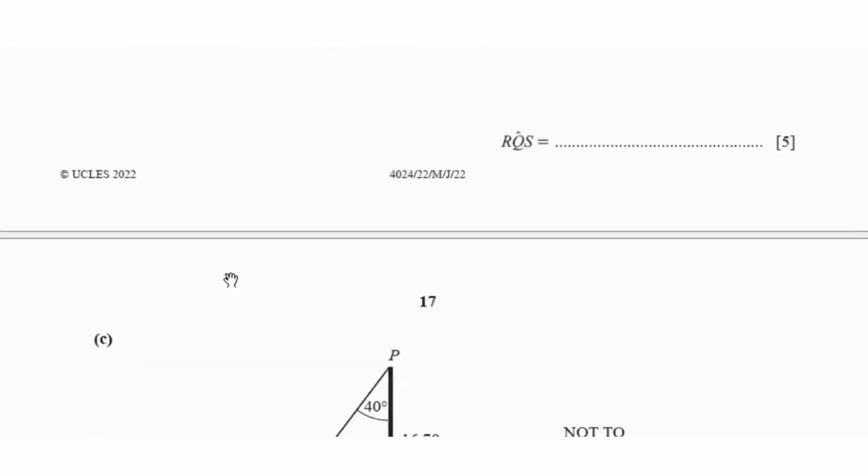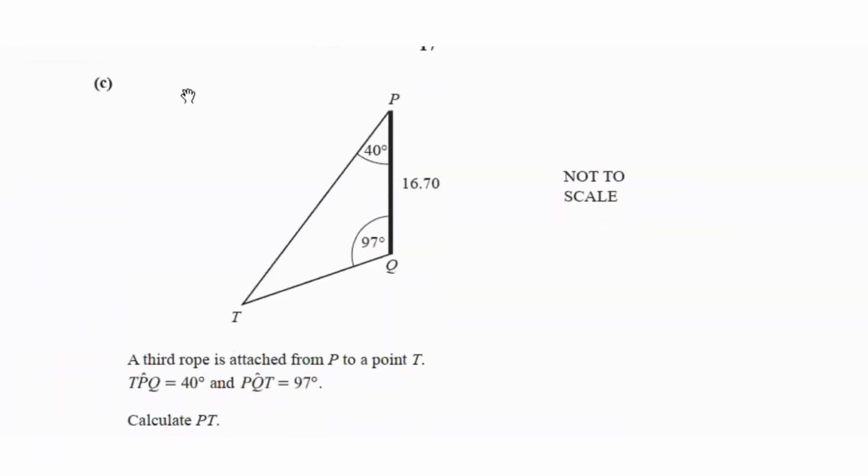Then part C says a third rope is attached from P to a point T. Angle TPQ is 40 degrees and PQT is 97. Calculate PT. So this is what we have to find. To solve this, first we will find this missing angle over here. So angle PTQ is going to be 180 minus 40 minus 97, which is going to give us 43 degrees.